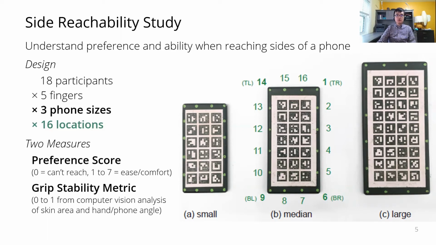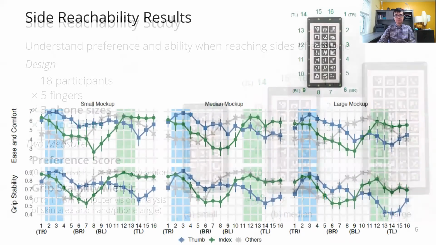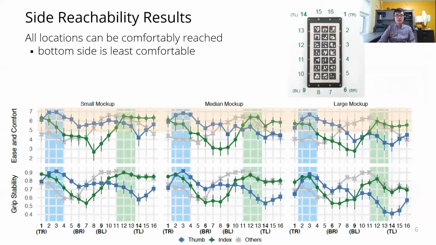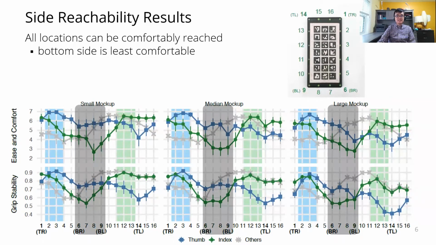And we used a computer vision method to calculate the grip stability metric from the initial and region grip images. Here we show the side reachability results of preference and grip stability by location and phone size for thumb, index, and the best score across the other 3 fingers. As the results show, all locations can be comfortably reached. However, the bottom side is least comfortable and should be used only for infrequent functions.